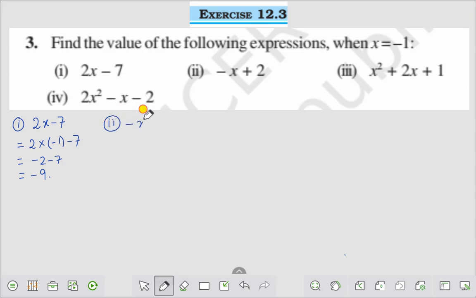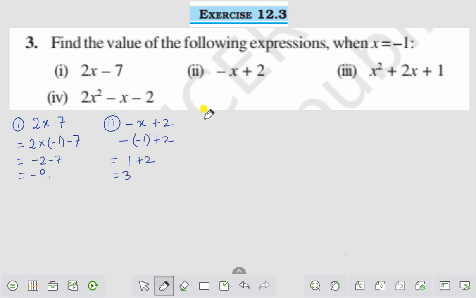Now question number 2 is minus x plus 2. The value of x is minus 1, so minus of minus 1 plus 2 is equal to minus into minus, plus 1, plus 2, that comes to 3.